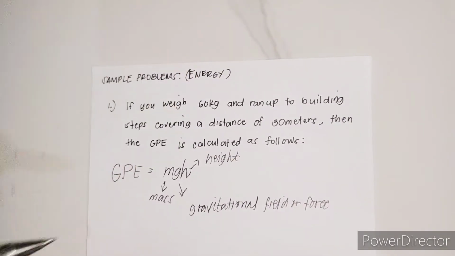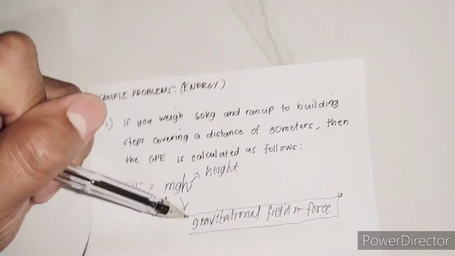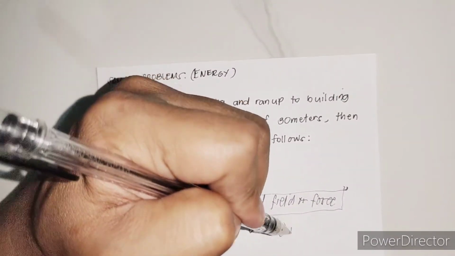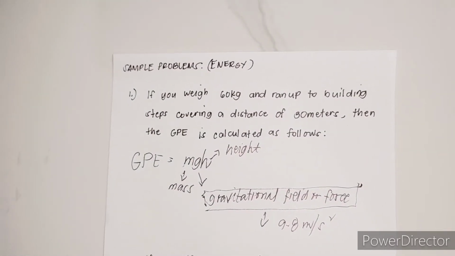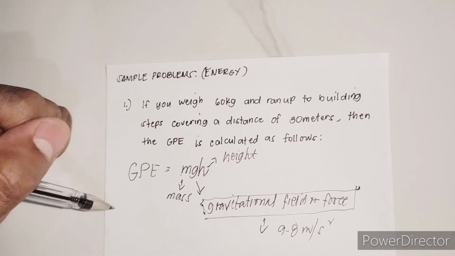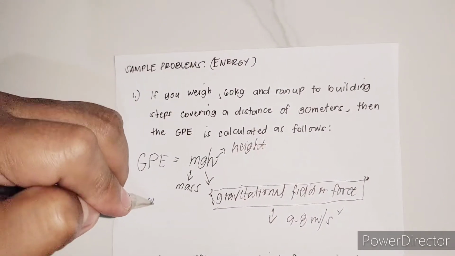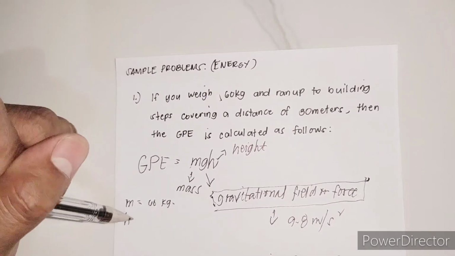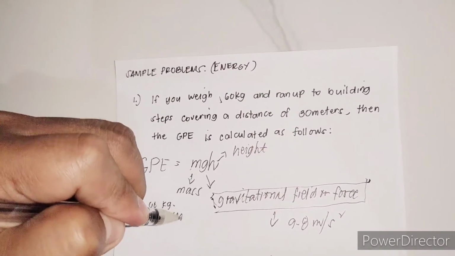Take note mga anak, diniscuss natin dati na ang gravitational force ay constant. And that is always equal to 9.8 meter per seconds squared. In our particular problem, our mass is equal to 60 kilograms. And of course, our height is equal to 30 meters. So, kumpleto na tayo.